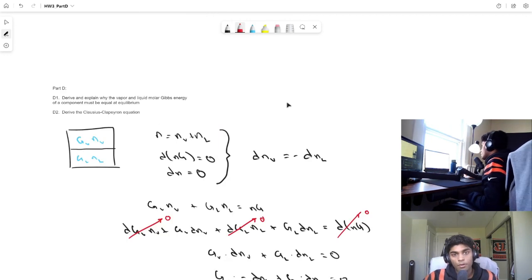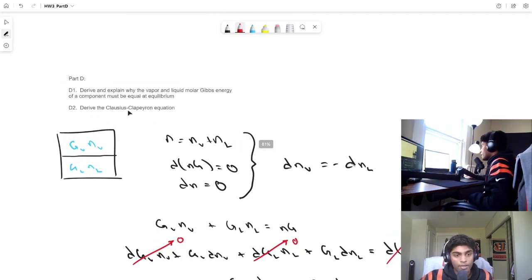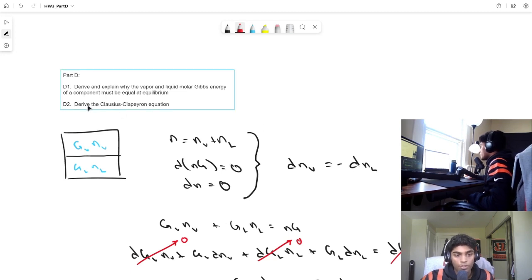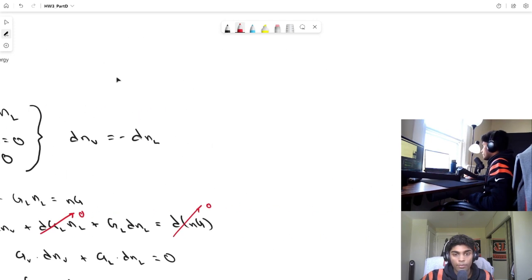So now that we've covered that, we're going to tackle the second part of this homework, which is to derive the Clausius-Clapeyron equation. So let me go ahead and make some room over here.